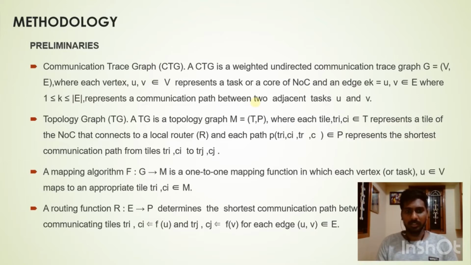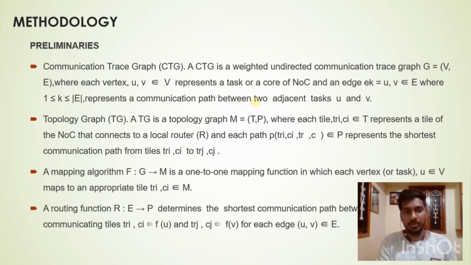What is the topology graph? Topology, everyone knows there are different types of topology. In this, what topology are we trying to represent? A tile of a NOC. If a NOC is 2D, 4 by 4 means there will be 16 tiles. How are these 16 tiles going to connect to the local router? This is the shortest communication path from one tile to another, represented by the topology graph.